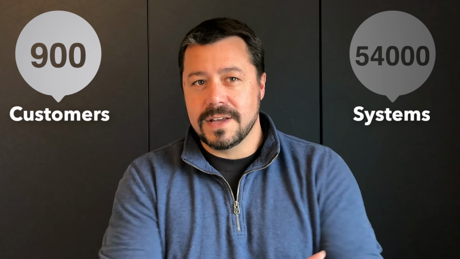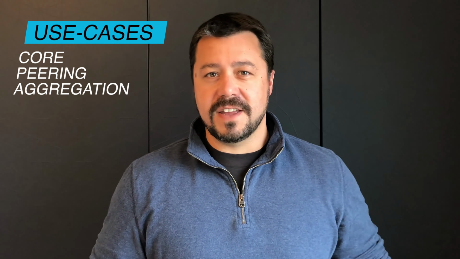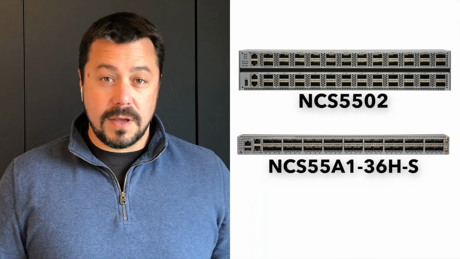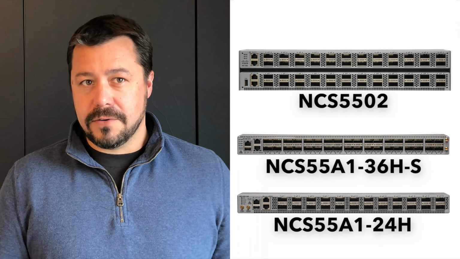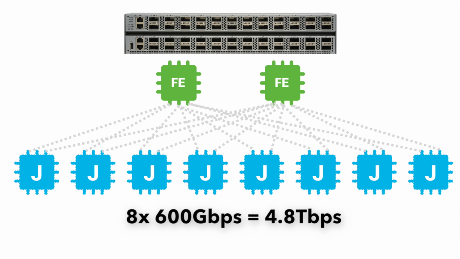Since its inception in 2016, the NCS5500 product family has found tremendous success in delivering dense 100 gig routing platforms to support the core, peering and aggregation use cases. Fixed 100 gig routers like the NCS5502, the NCS55A136HSE, and the NCS55A124H all allowed customers to create economical 100 gig distributed fabrics in roles that were traditionally the domain of large modular systems. Each prior fixed system used multiple Jericho or Jericho Plus ASICs, often stitched together with one or two fabric ASICs to achieve multi-terabit 100 gig.